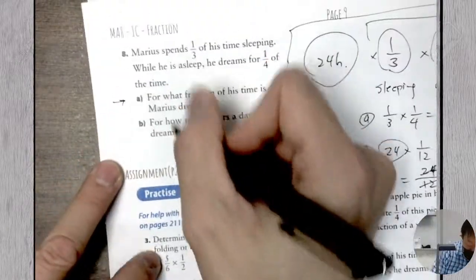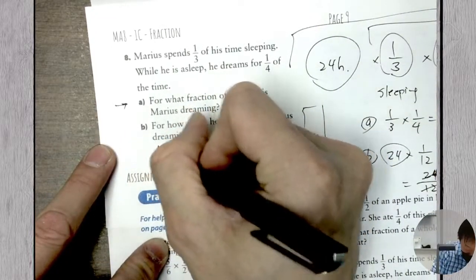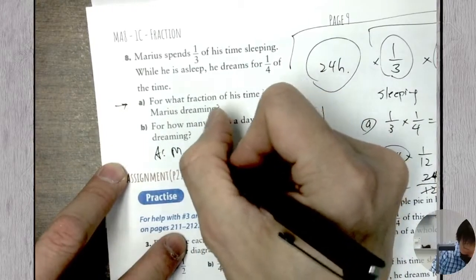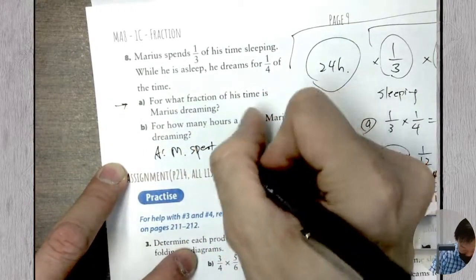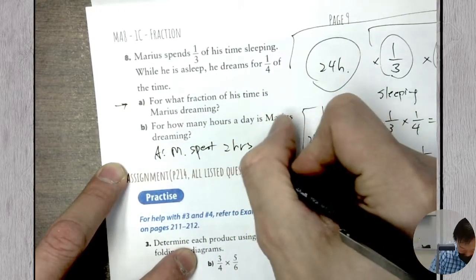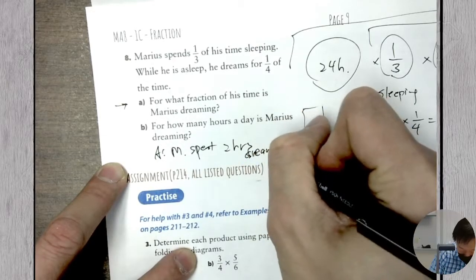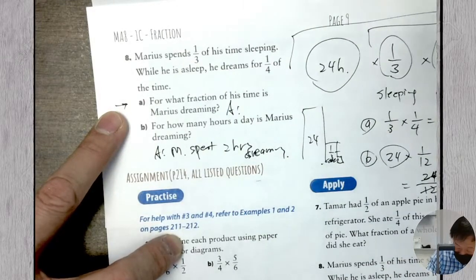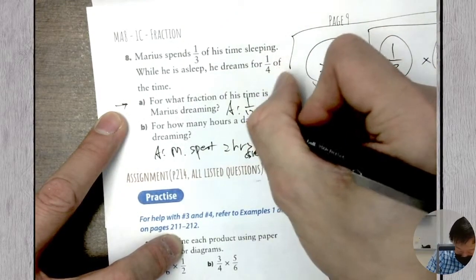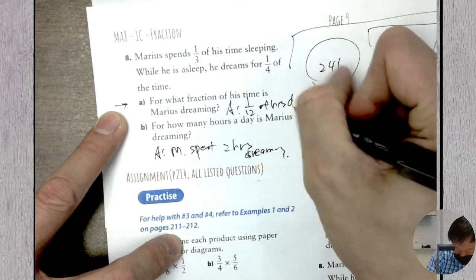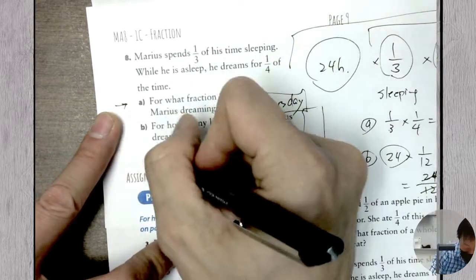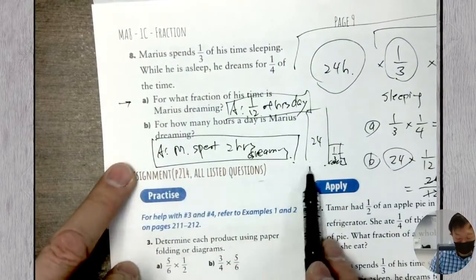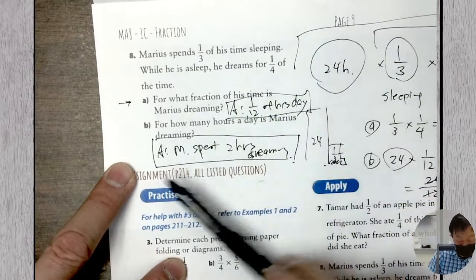So please write it out as an answer. Marius spent 2 hours dreaming. And for the top one, your answer would be 1/12 of his day. Also box your answer. Again, if you have a word question, you have to respond with a sentence.